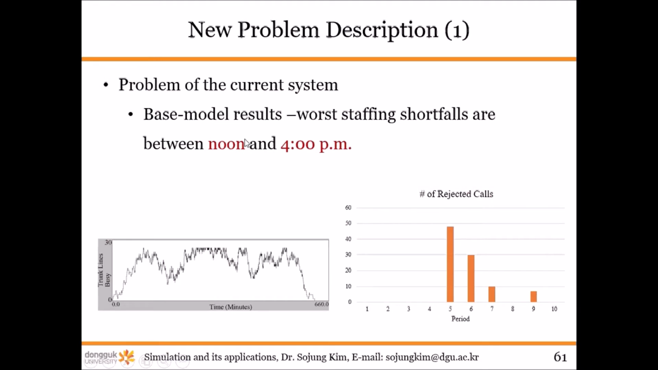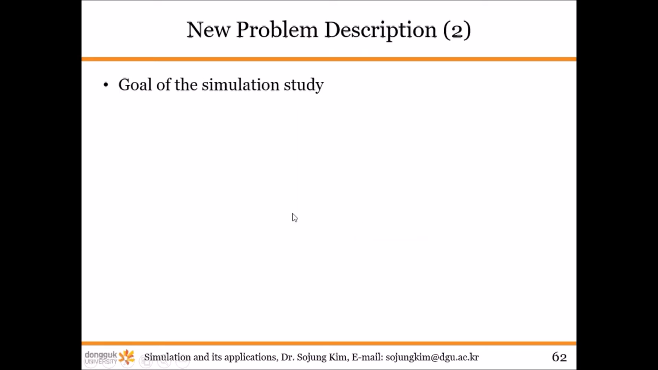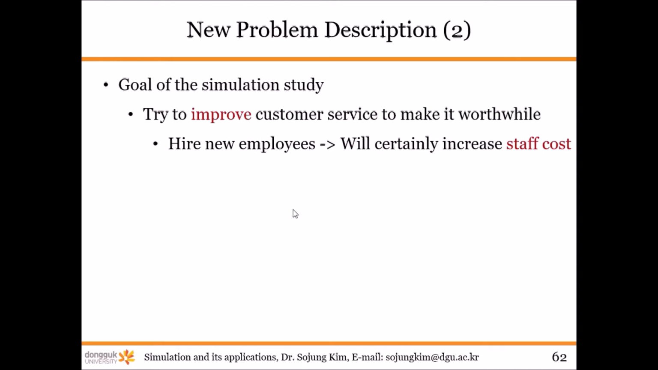All right, and then the problem of the current system. The base model result shows the worst staffing shortfalls are between noon and 4 p.m. Okay, these 3 bars, actually including this. And the goal of the simulation study is to reduce the number of rejected calls, right? Which will enhance the performance and also the satisfaction of the service, right?